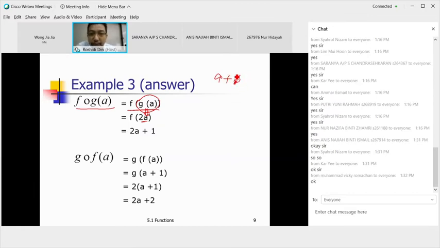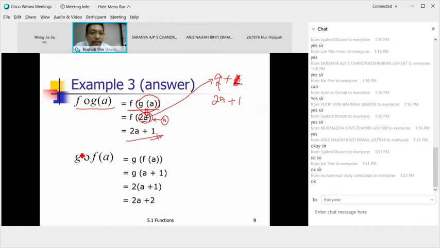So F of A is A plus 1, and this A is what gets replaced. This A is fixed by the mapping, which is why we change this A to 2A. It will be 2A plus 1. So this 2A maps to this A. That's why we change this A with 2A. So the answer will be 2A plus 1. That's for the composition between F and G.